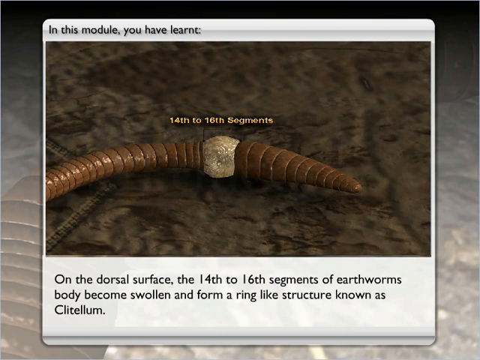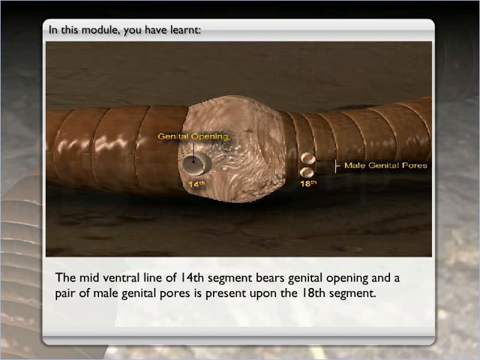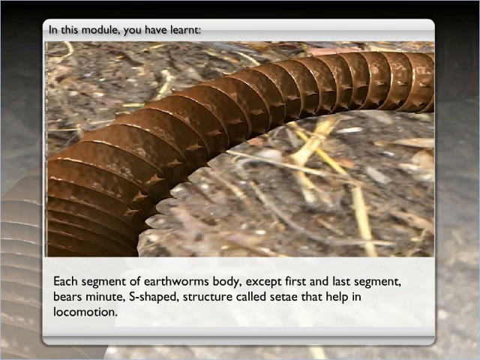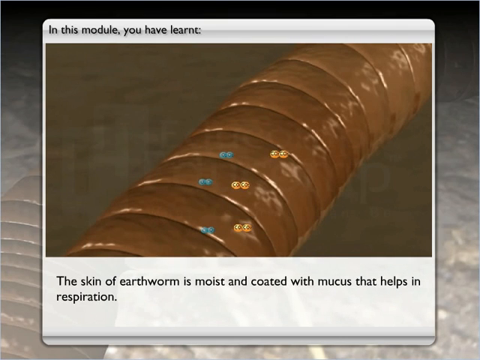On the dorsal surface, the 14th to 16th segments of the earthworm's body become swollen and form a ring-like structure known as the clitellum. The mid-ventral line of the 14th segment bears a genital opening and a pair of male genital pores is present upon the 18th segment. Each segment of the earthworm's body, except the first and last segment, bears minute S-shaped structures called setae that help in locomotion. The skin of the earthworm is moist and coated with mucus that helps in respiration.